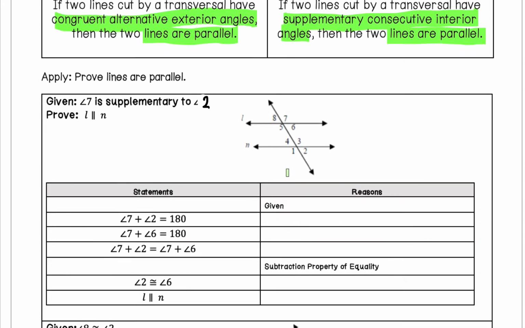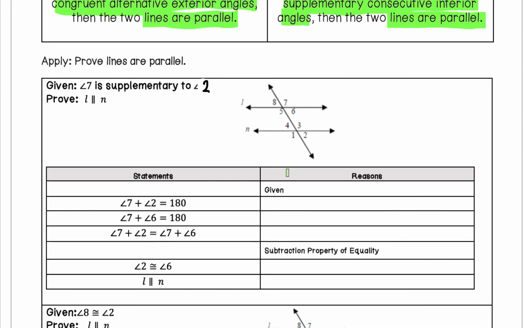So we're going to prove the lines are parallel here with this first proof. It's first giving us the information that angle 7 is supplementary to angle 2. So these two are first just being told to us that they are supplementary. So the only reason we know that they are supplementary is because this was given.